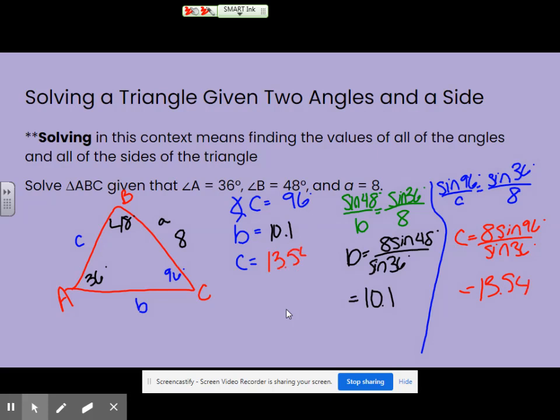Bam! We have solved our triangle. We have all of our sides and all of our angles. Good job, team. All right, I'll give you a second. I'll let you pause if you really want to see it.